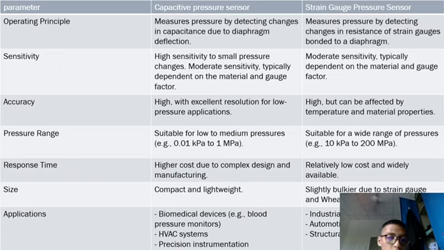For size, the capacitive pressure sensor is compact and lightweight, and strain gauge pressure sensor is slightly bulkier due to strain gauge and Wheatstone bridge circuitry. And last one is application. The capacitive pressure sensor is for biomedical device, HVAC system, and precision instrumentation. And strain gauge is focused on industrial machinery, automotive, and structural monitoring.